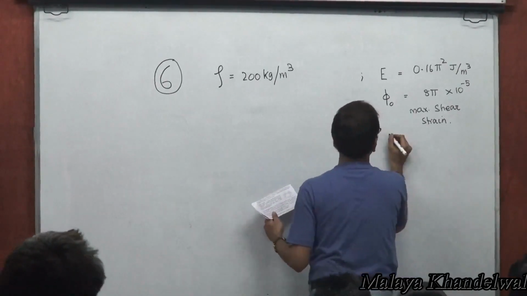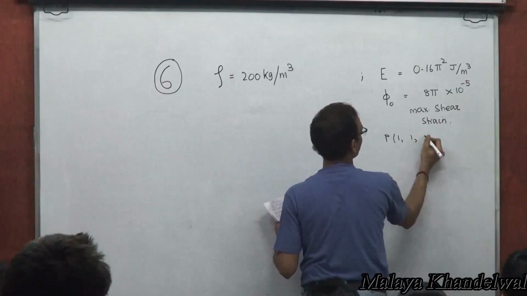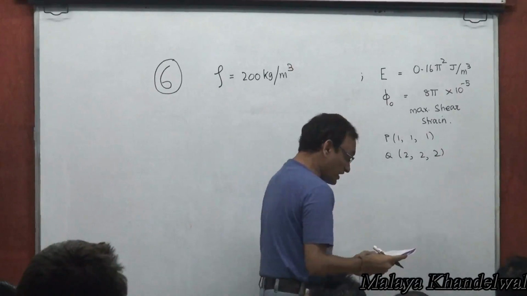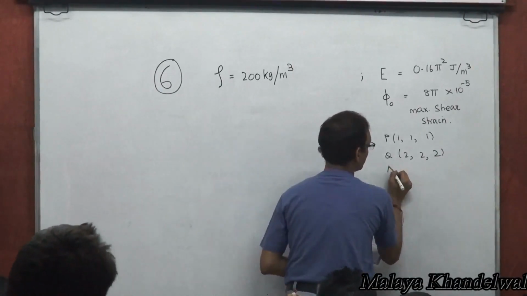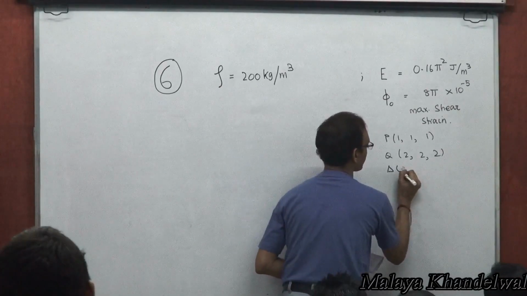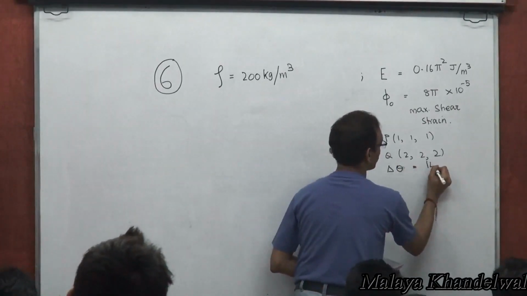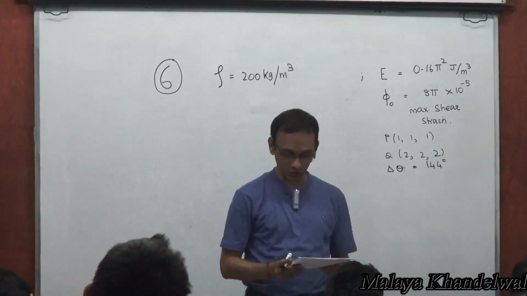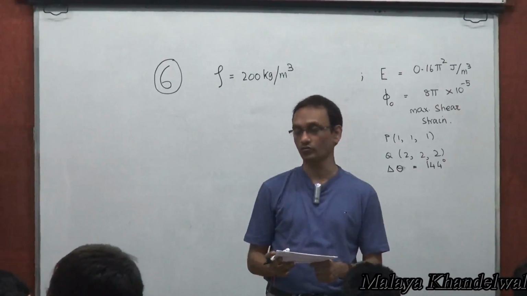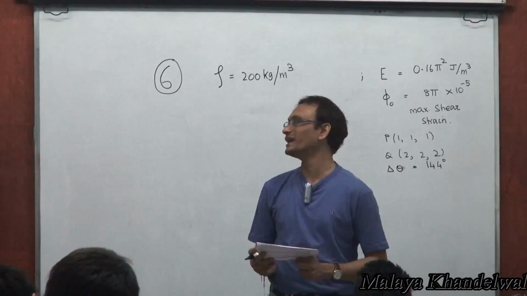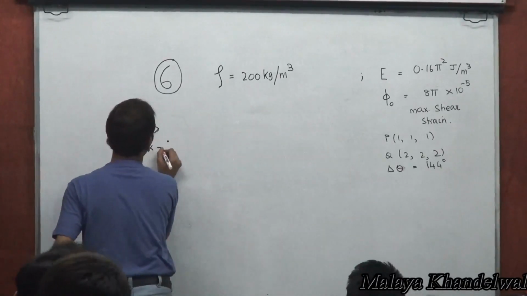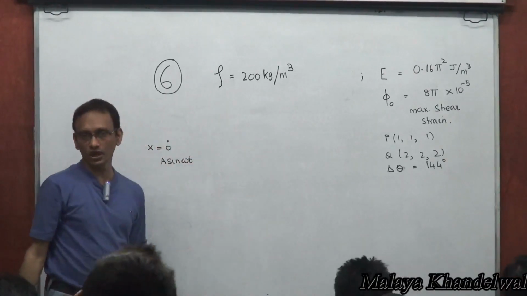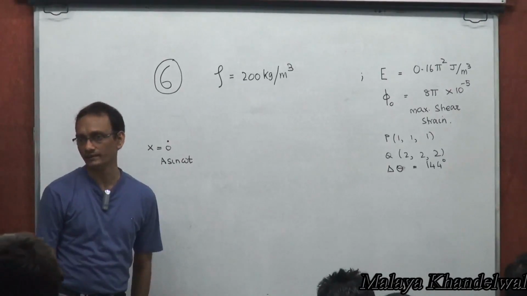Another piece of data that's given is there are 2 points, say P, which is (1, 1, 1), and Q, which is (2, 2, 2), all in meters. The phase difference between these two particles, delta theta, is given to be 144 degrees. Assuming at time t equal to 0, the phase of the particles at x equal to 0 is 0. That means the oscillation of the particle at x equal to 0 is given by a sine omega t.